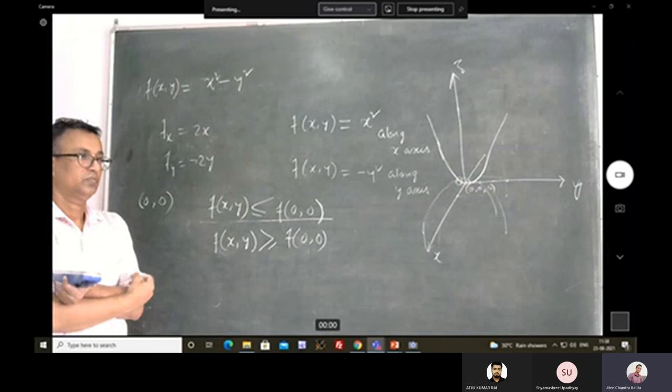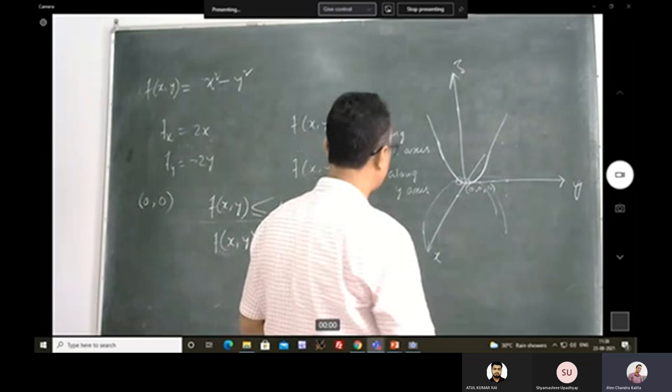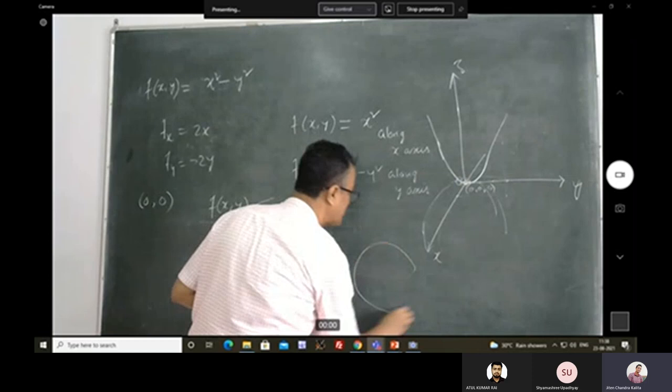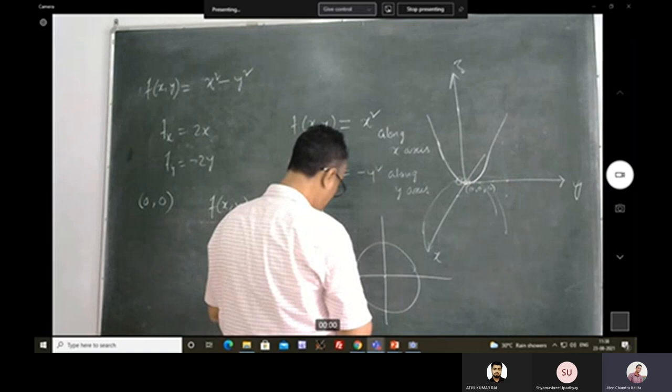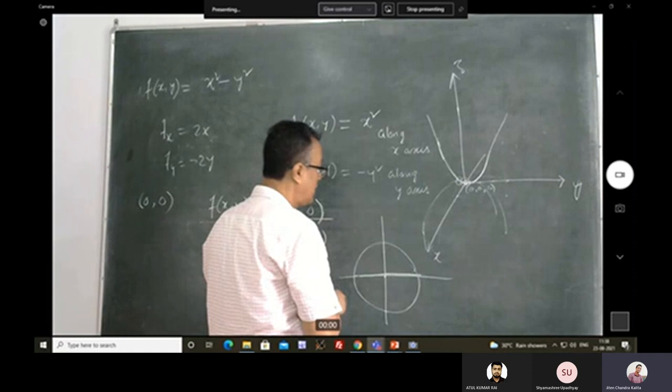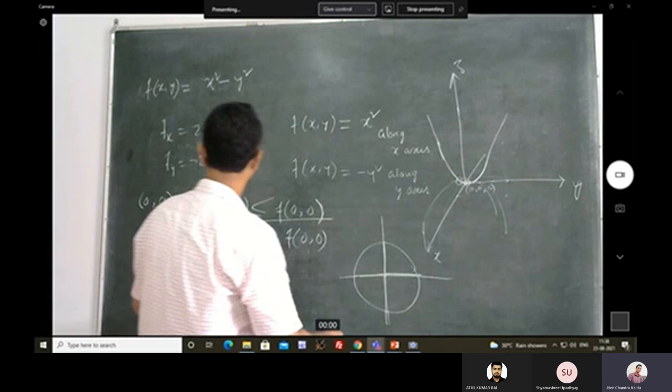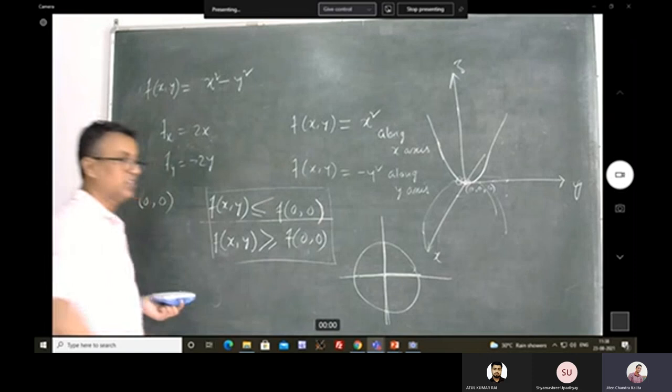Yes. Fine. So now what is happening here? That means if I consider a very small neighborhood, suppose this is the magnified version of this neighborhood. This is the x axis, this is the y axis. We have already seen that along this I have positive values, and along this line I have negative values of the function. Is it okay? So that means the definition of maxima or minima fails there, isn't it?